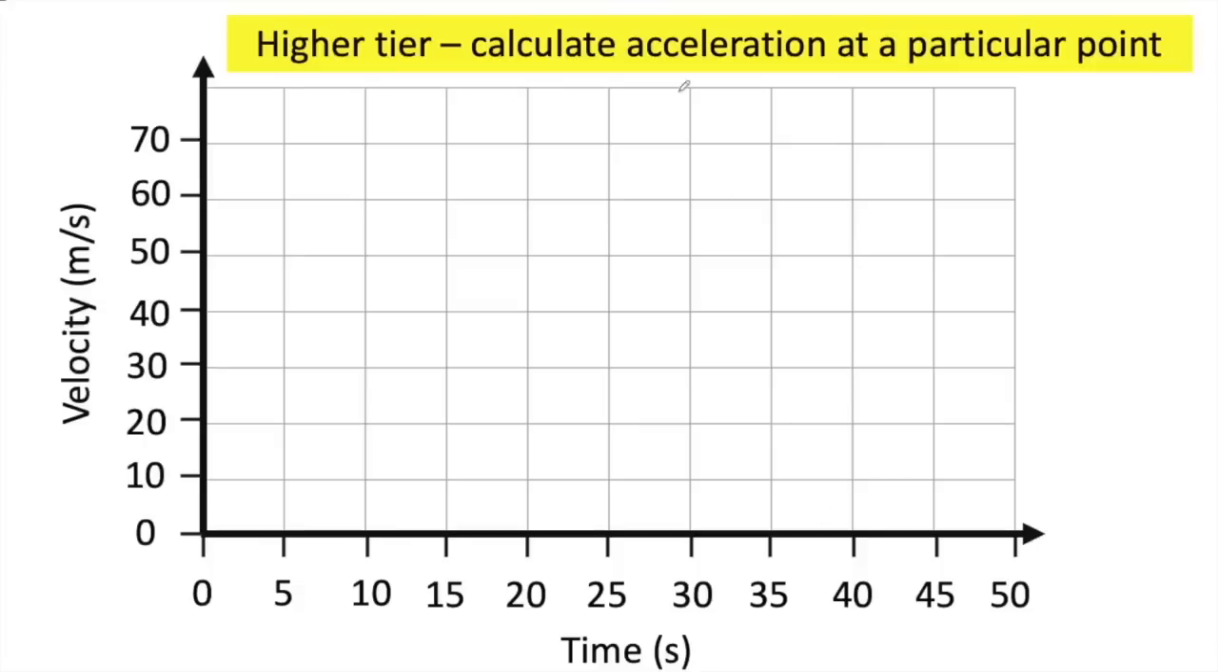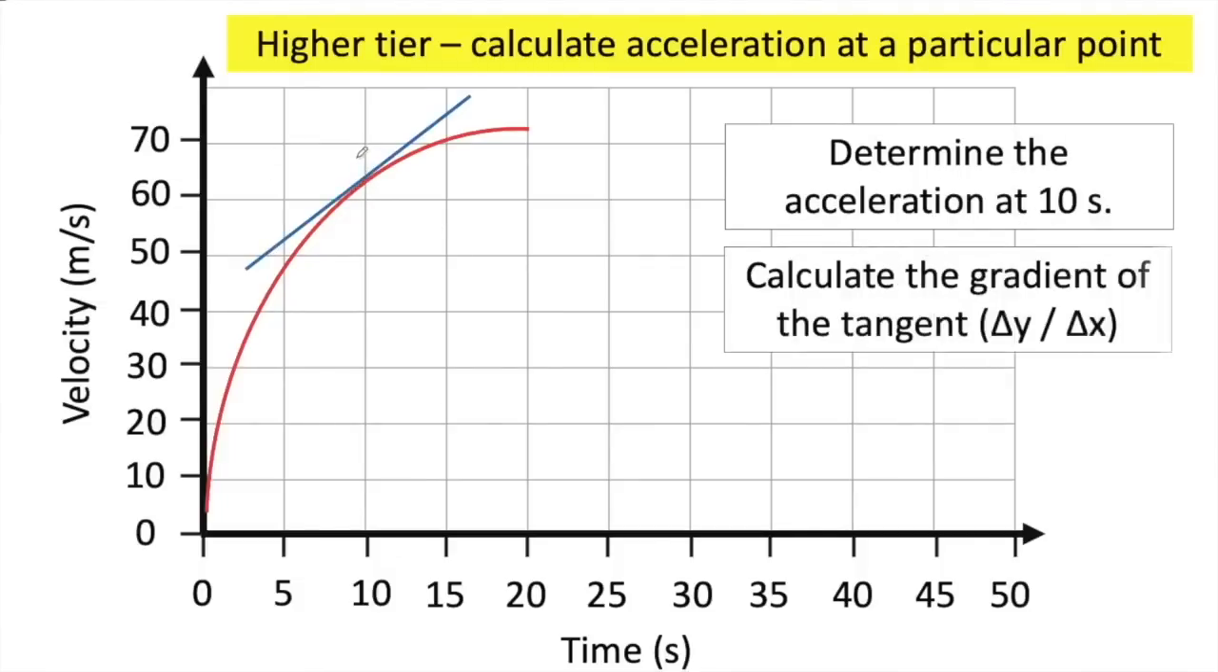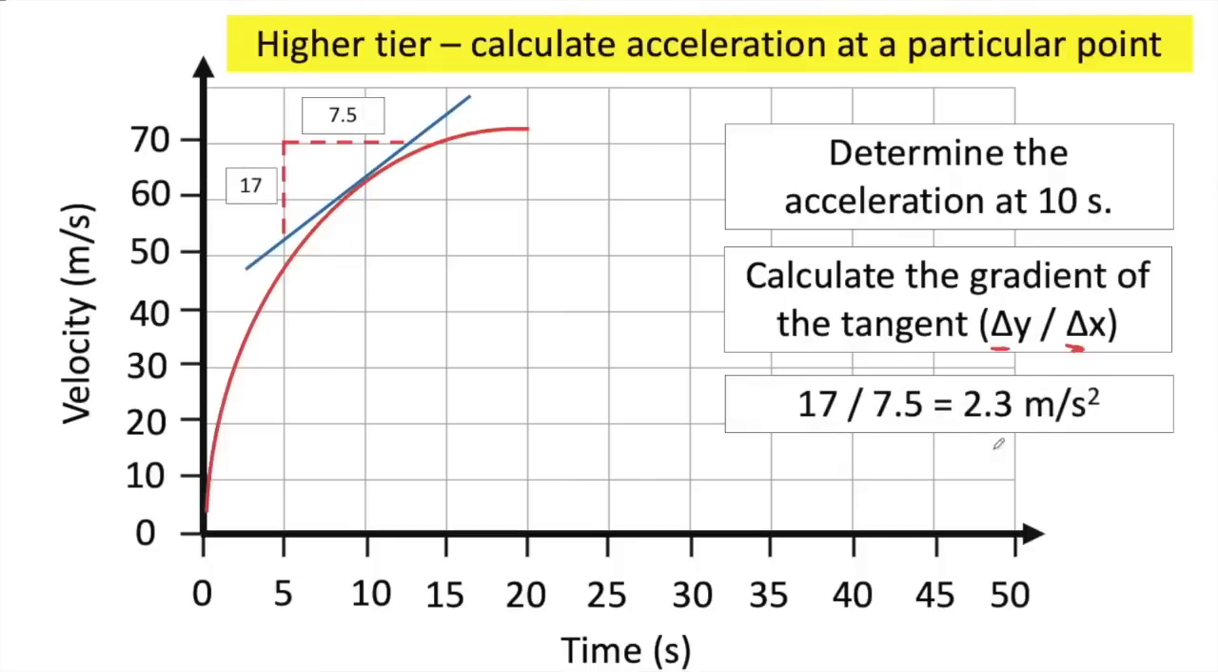For higher tier, you'll also have to calculate the acceleration at a particular point. So if we have a look at this graph here, where the acceleration is changing because it's a curved line rather than a straight line. If, for example, we were to ask for the acceleration at 10 seconds, we would draw a tangent at 10 seconds, determine our values for y and x from that tangent, and do the change in y divided by the change in x. So if we had a look at this, for example, we'd have 17 divided by 7.5 to calculate an acceleration of 2.3 metres per second squared.